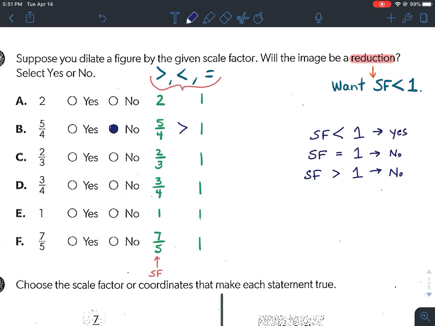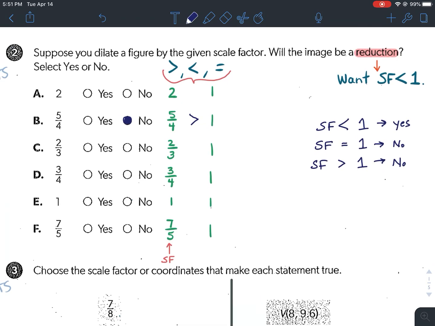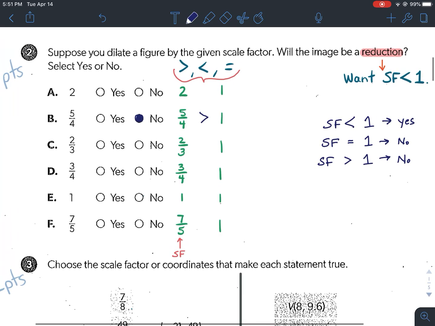So now what you need to do is go through the rest of these and compare them to 1. If it's greater than 1, your answer will be no. If it's equal to 1, your answer will be no. But if it's less than 1, your answer will be yes. So right now, pause your video and go through the rest of these and answer yes or no. And don't forget to put your signs in between here. If you have any questions, let me know.